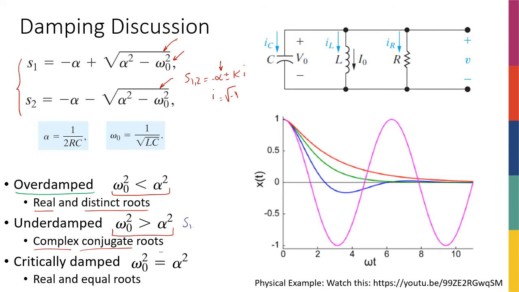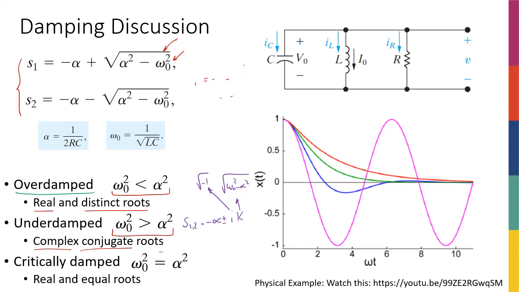So S1 and S2 are going to be equal to negative alpha plus or minus i times k. This k is representing the square root of omega naught squared minus alpha squared, because omega naught is greater than alpha, so this is a positive number. And then we have i as the square root of negative 1. That's why we call them complex conjugates.